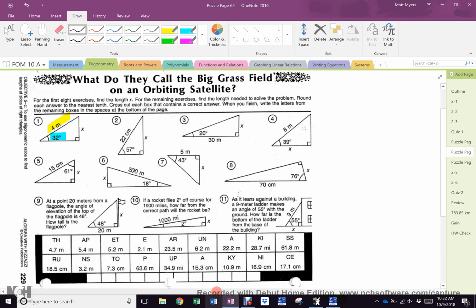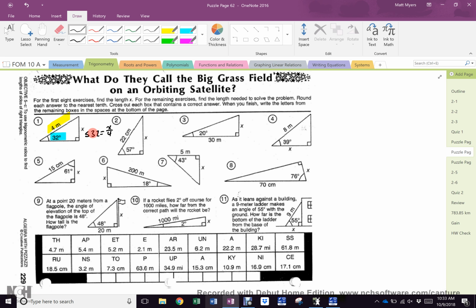Now, since this isn't actually work, you can do some of this in your head, can't you? Like this very first one is obviously going to be sine 32 equals x over 4. So if I write that out, that's the only writing I need to do, don't I? Because as soon as you see that, you know it's 4 times sine 32, correct?